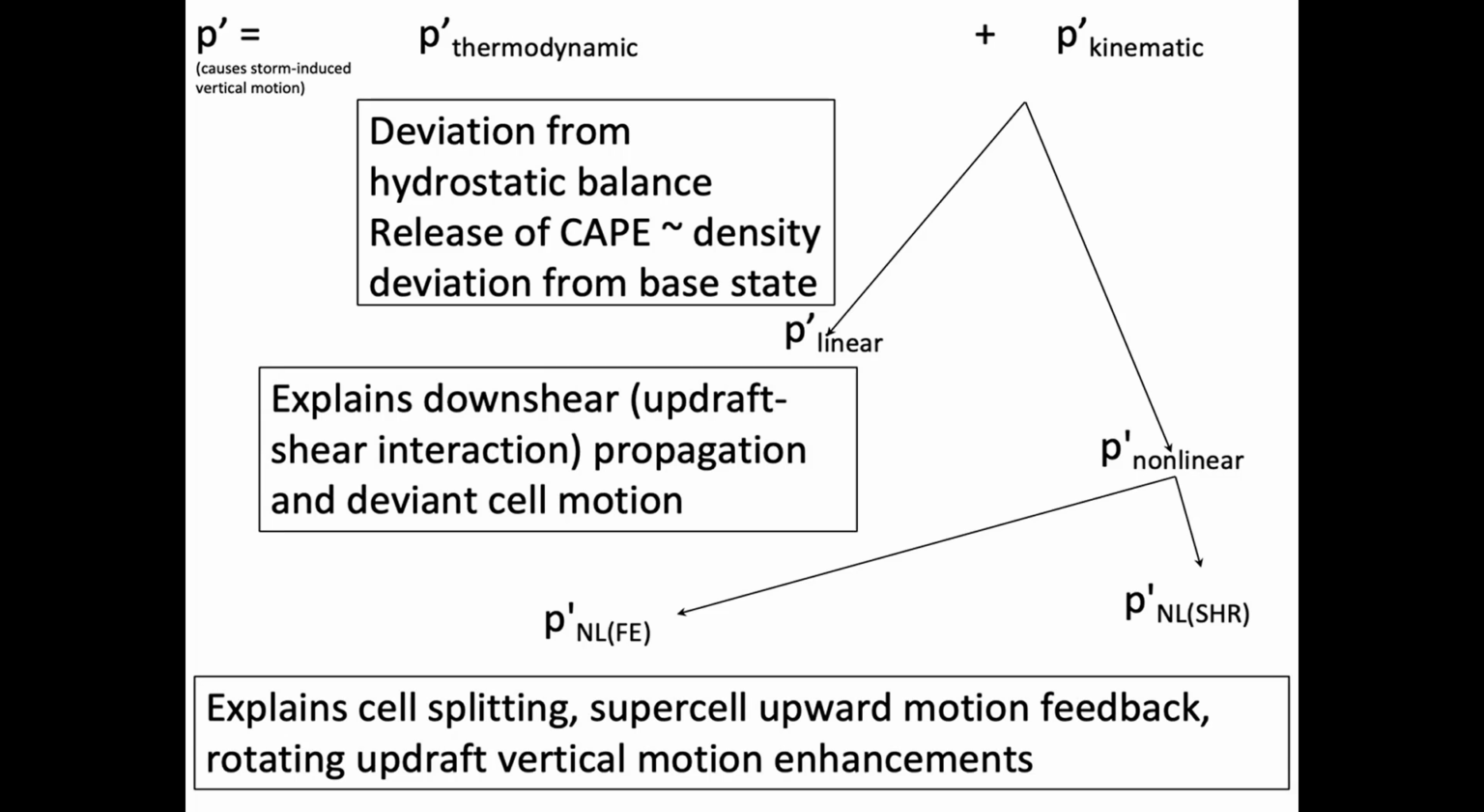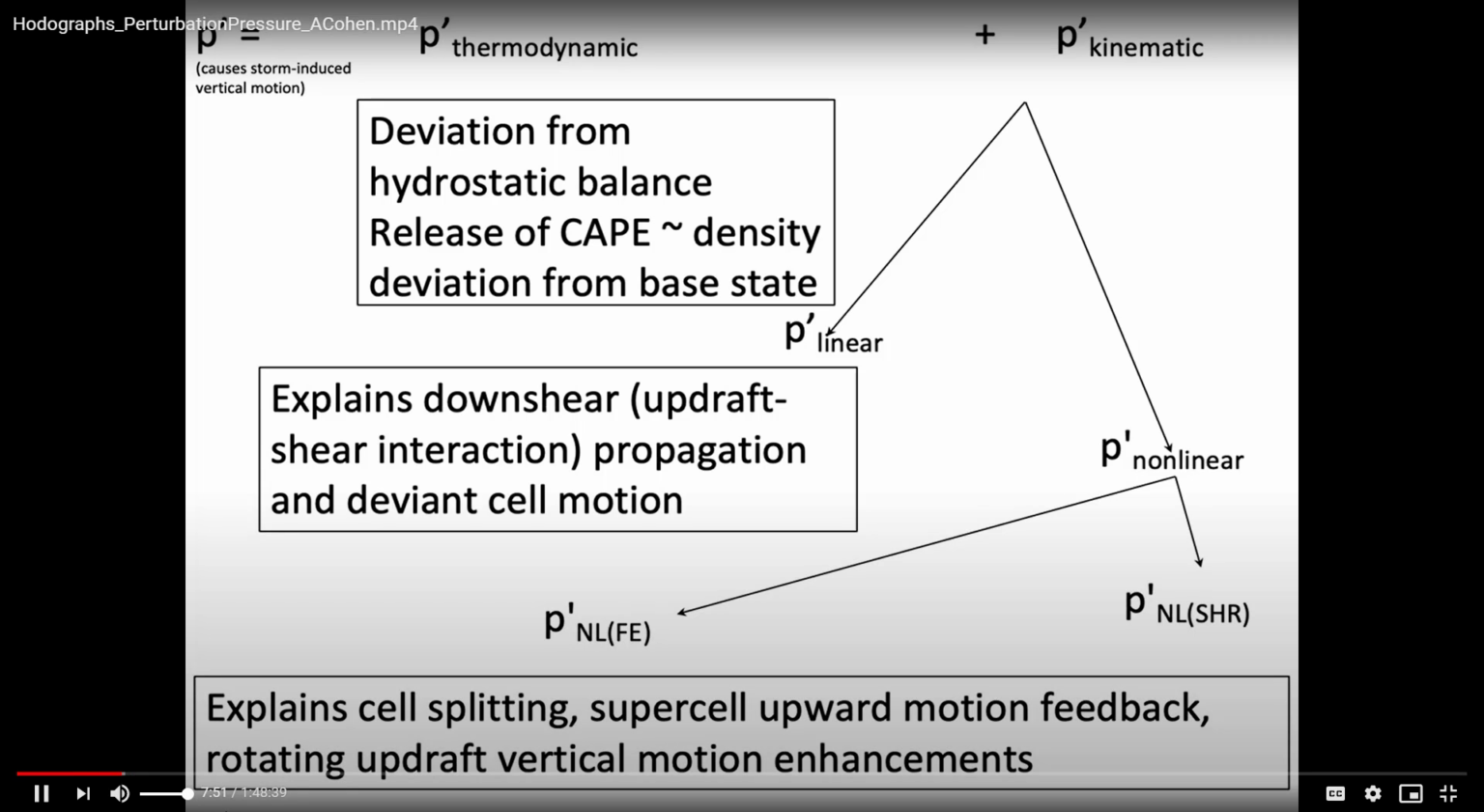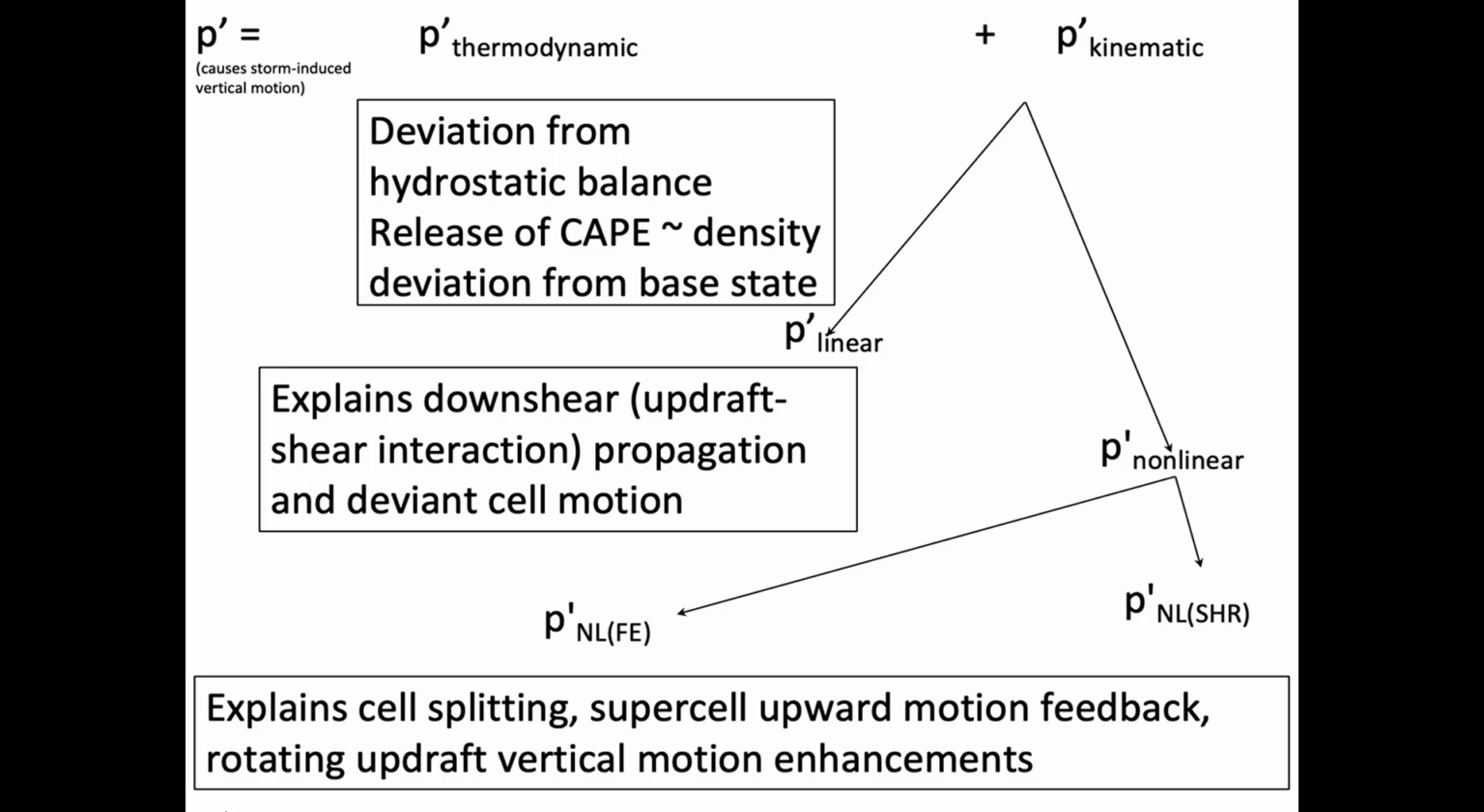Now, when we talk about the different branches of the kinematic perturbation pressure, we have a component of that, again, that's linear, and that's going to explain not only the down shear propagation of convection from the interaction of the updraft and the vertical shear, but also the deviant cell motion. The nonlinear part explains how we get these, potentially infinite, although there are many reasons why it's not infinite, but infinite intensification of a rotating updraft, both from shearing effects as well as fluid extension. This does explain, again, those upward motion feedback processes that can result in there being much stronger updraft than what CAPE, the thermodynamic component alone, can provide.